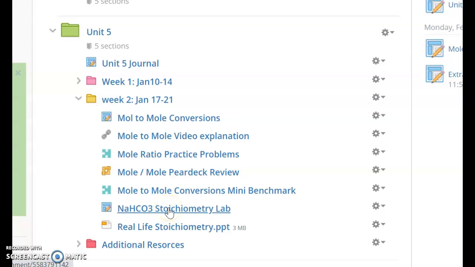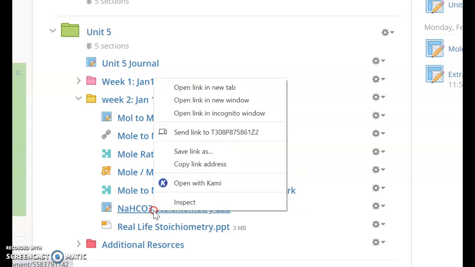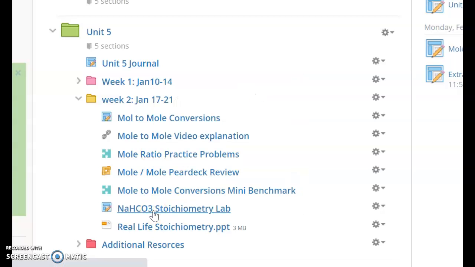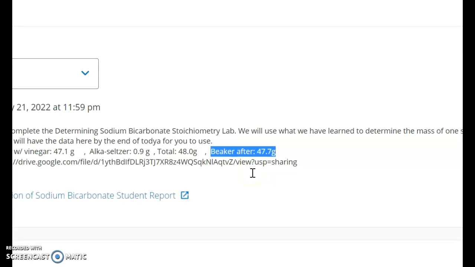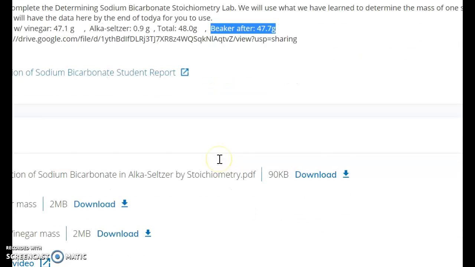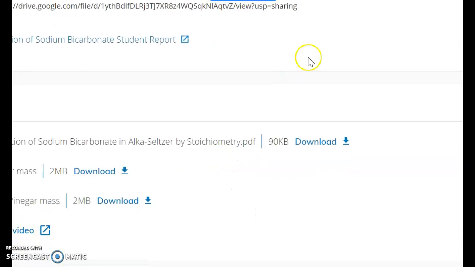Let's take a look at the sodium bicarbonate stoichiometry lab if you were absent last week, Thursday, Friday. On the lab, if you were absent, there is data: the beaker with vinegar, the Alka Seltzer mass, the total mass of the vinegar and Alka Seltzer, and then the beaker after the reaction. There's also a video link to a demo, and down below there's also a demo link.